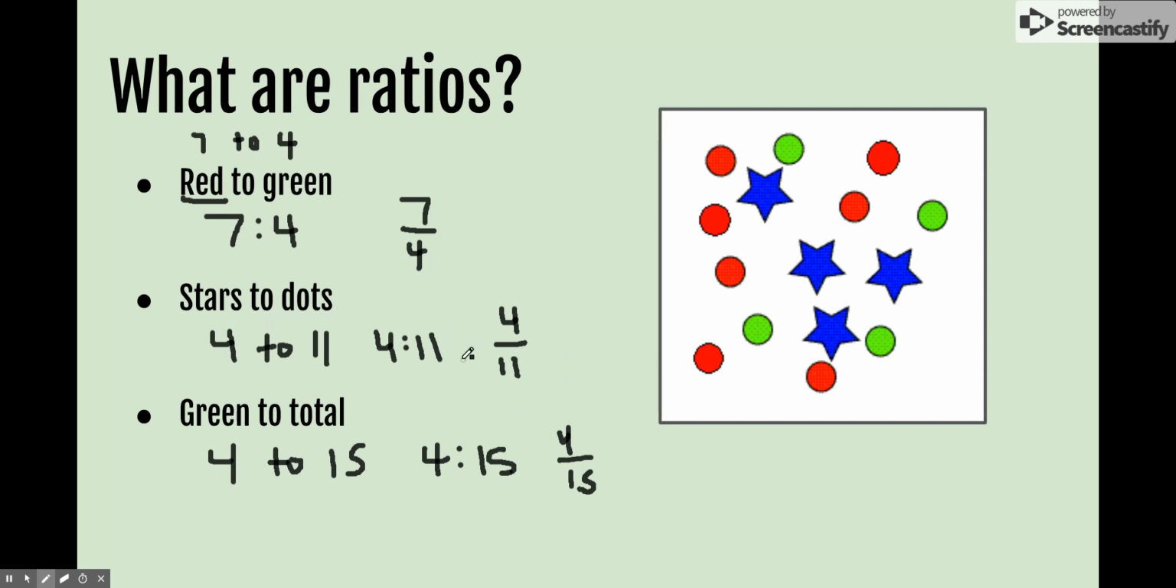So we have different reasons why we would maybe want to use words versus a fraction versus a colon, and so we're going to just practice doing it multiple ways for now, and then that way you'll know all of them and be able to do whichever the situation calls for.